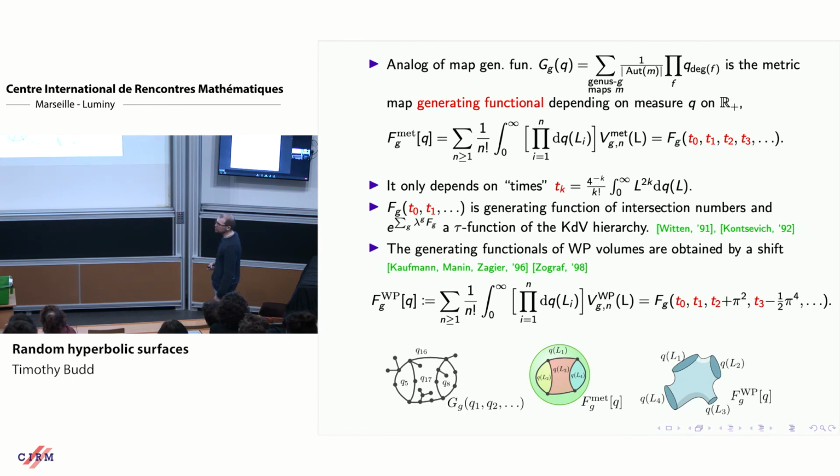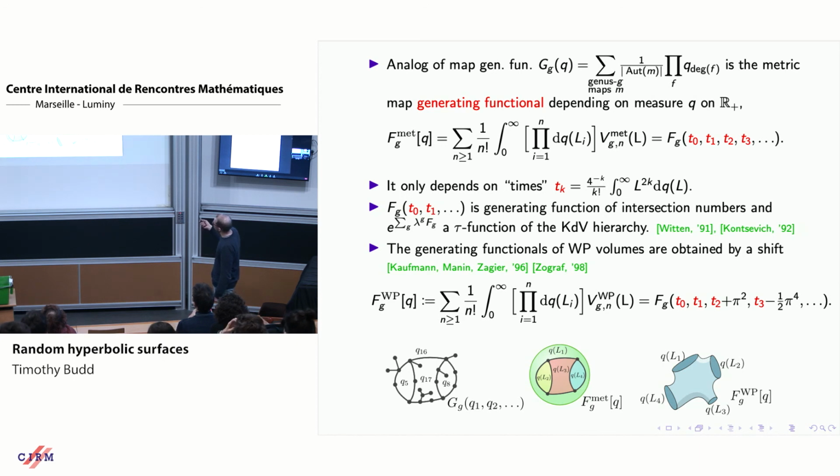So how about Weil-Petersson volumes? It's known by relations on the level of intersection numbers that they can also be expressed in terms of these intersection numbers, and that they're related to the generating function of metric maps. And what is the relation? Now I'm including all hyperbolic surfaces with all possible boundary lengths, but with a weight for each of the boundary lengths, I sum over them. So that's the direct analog of the generating function for metric maps. And it's given by the same generating function with the times, but with some shifts in there.